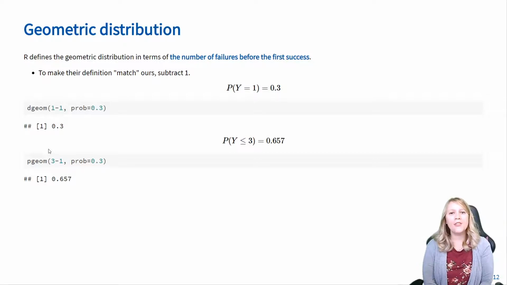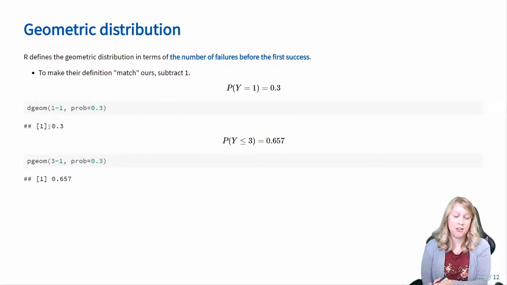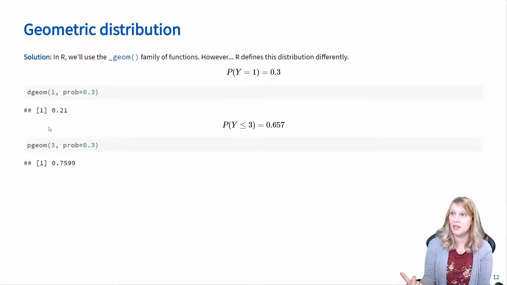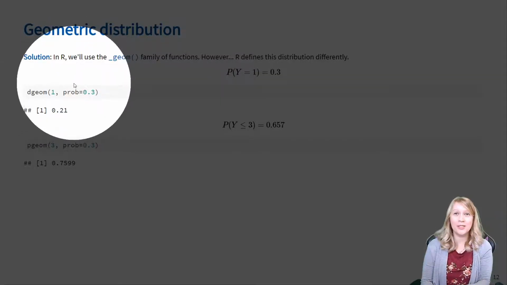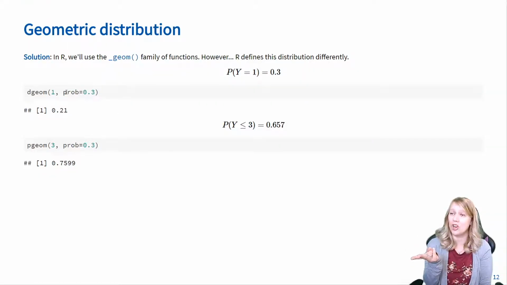Well, it turns out that R is actually defining this distribution in terms of the number of failures before the first success. So R is looking at this input here in the first argument and saying, okay, well, that's how many times you'll fail before you get the first success. So on the previous slide here, when we plugged in 1, what this was actually calculating was the probability that the first success will occur on the second trial.